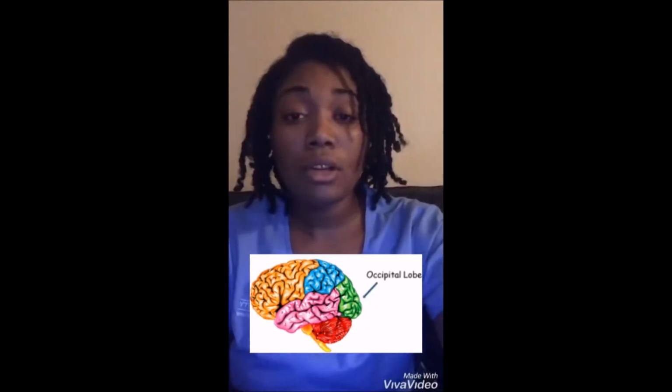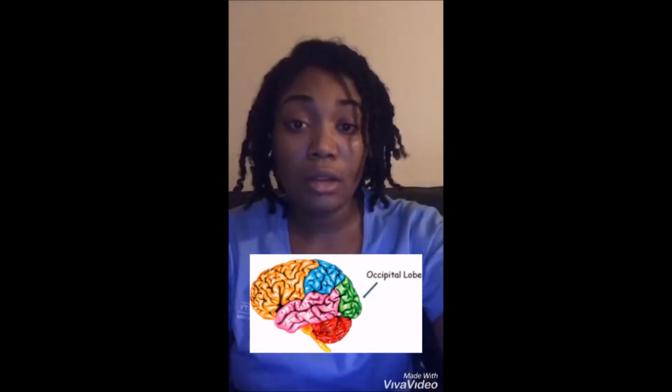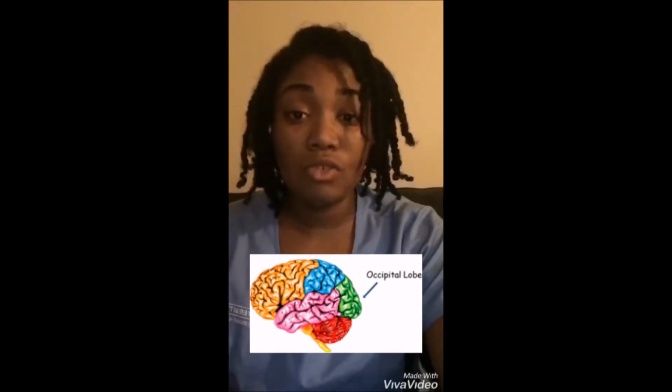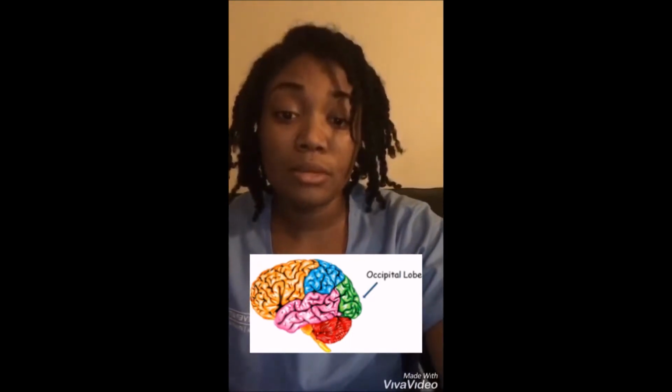The occipital lobe is located at the rear side of the skull. Major functions of the occipital lobe are visual perception, color recognition, reading and reading comprehension, depth perception, and recognition of object movement. It receives visual information.